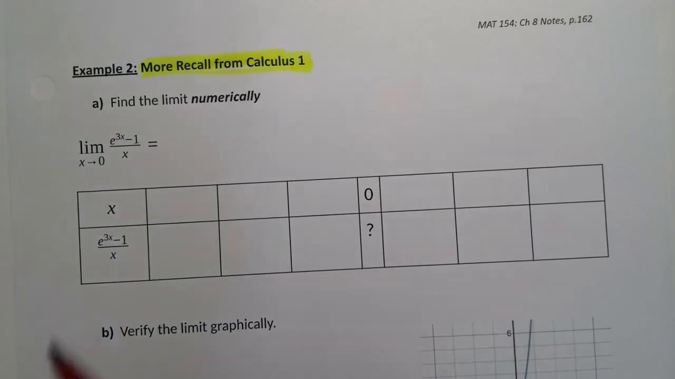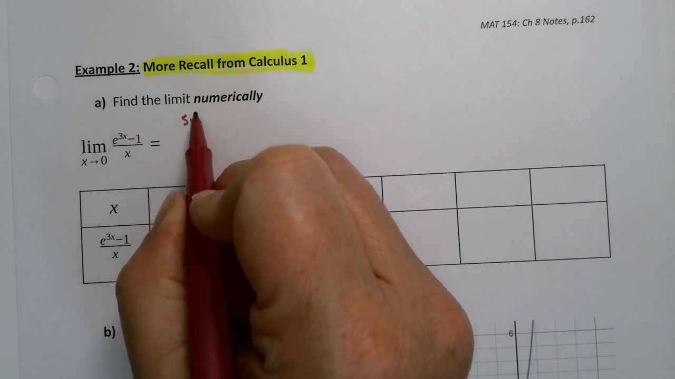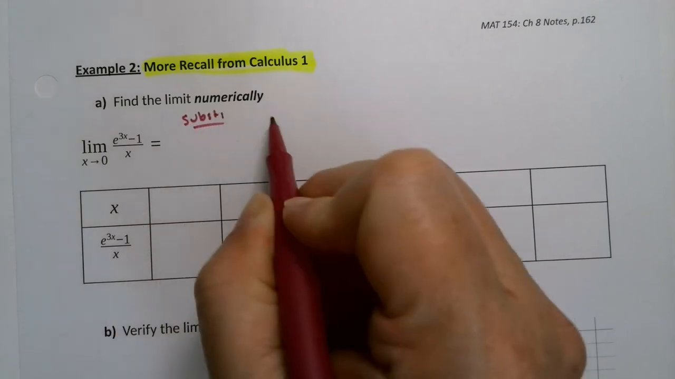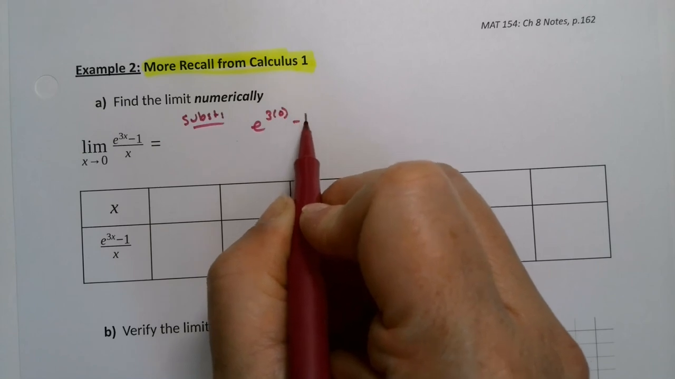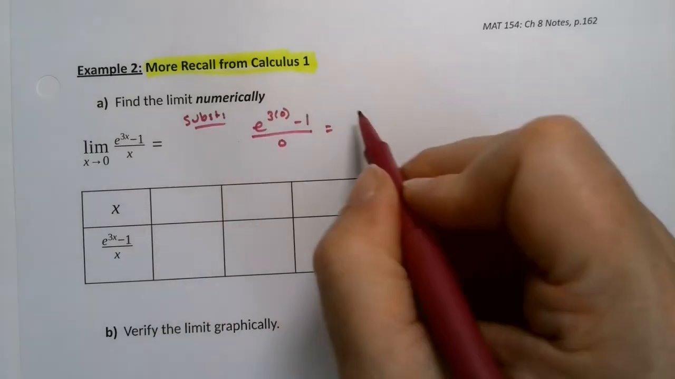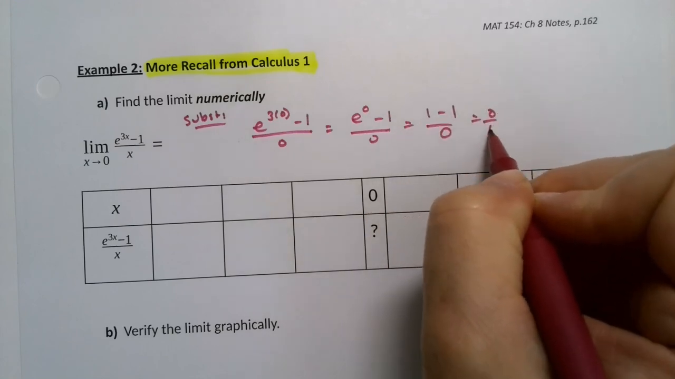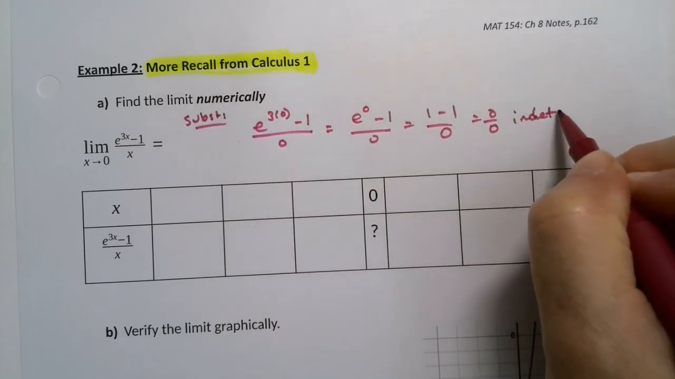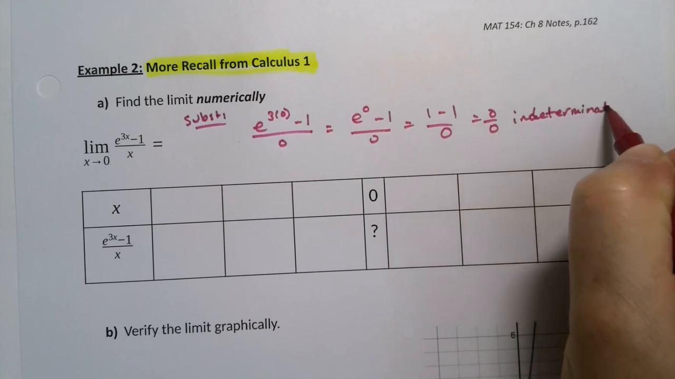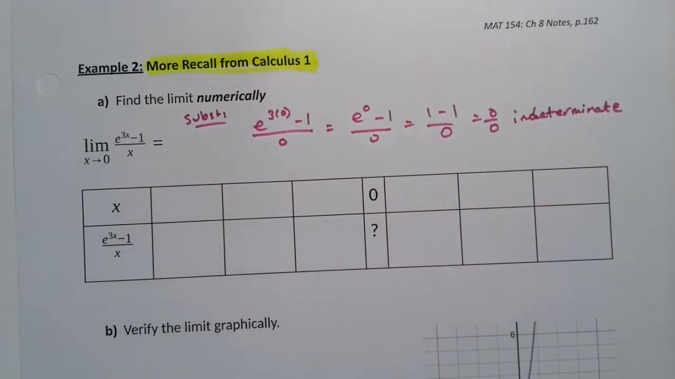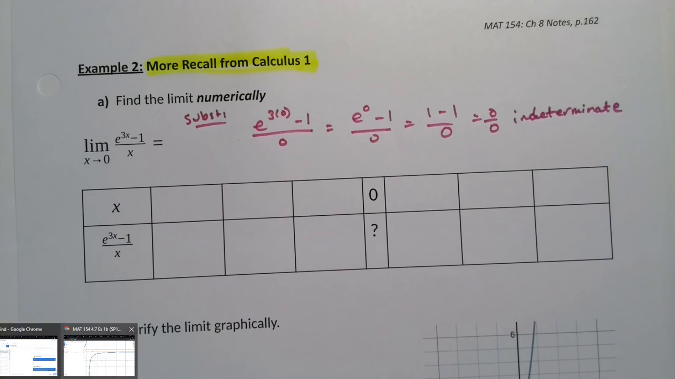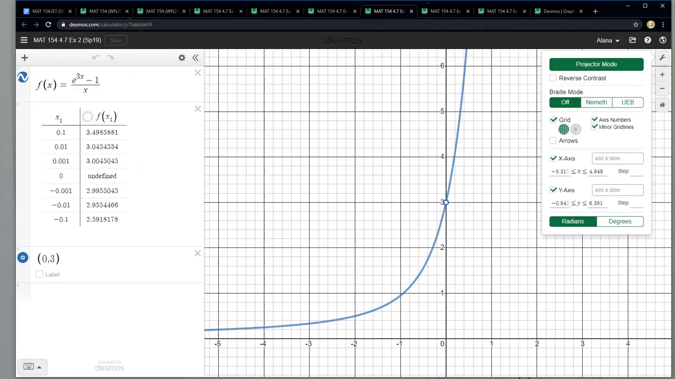Now notice if I put in 0, if I try to substitute, look what's going to happen. I'll get e to the 3 times 0 minus 1 over 0, which is e to the 0 minus 1 over 0, which is 1 minus 1 over 0, which is 0 over 0, which is indeterminate. I mean, we've already learned that that could be 2, that could be 5, that could be whatever. So we don't know what that is. All right, so what we can do is we can use a table. And of course, Desmos will help us do this right here. So I named my function right here.